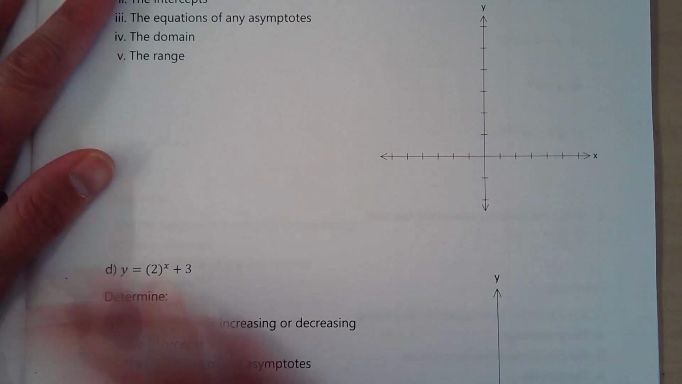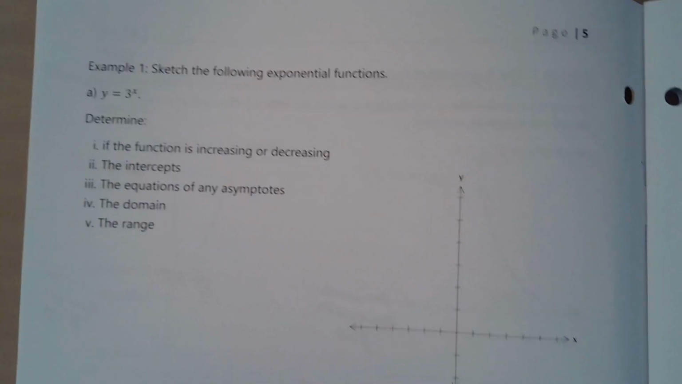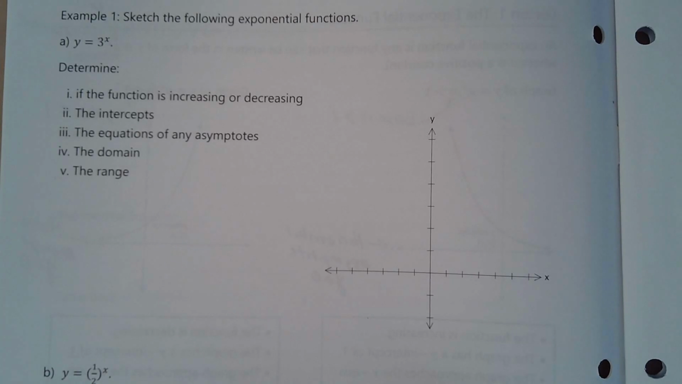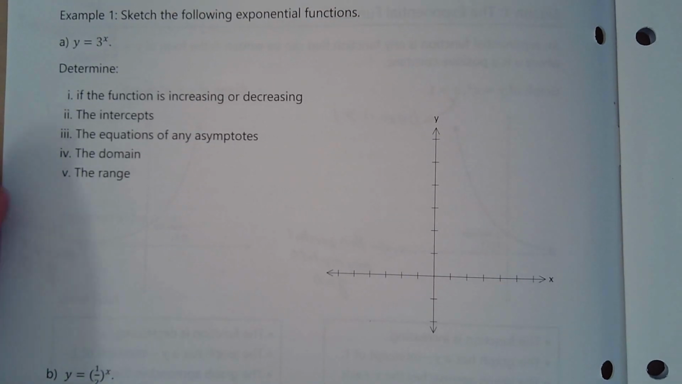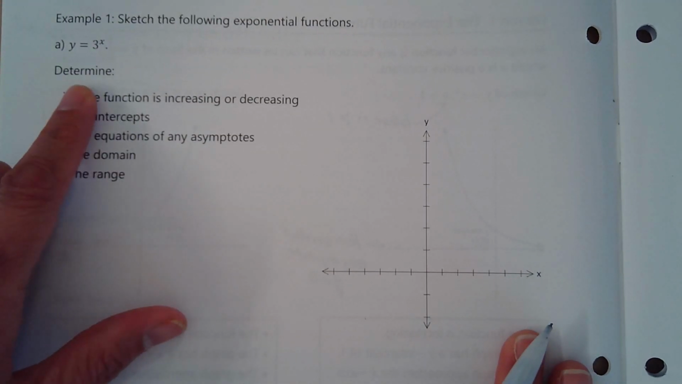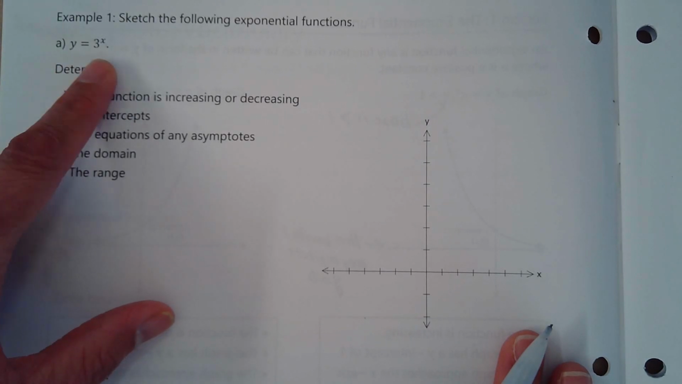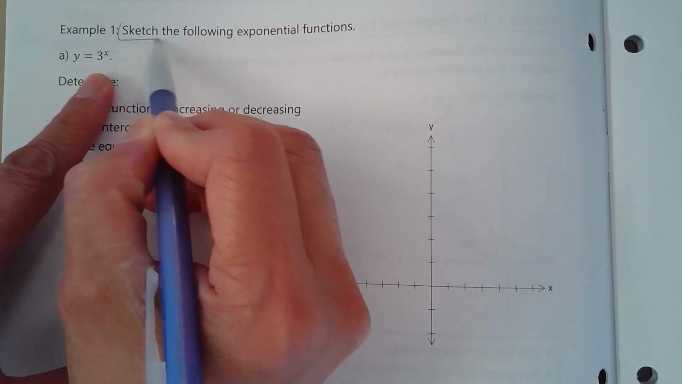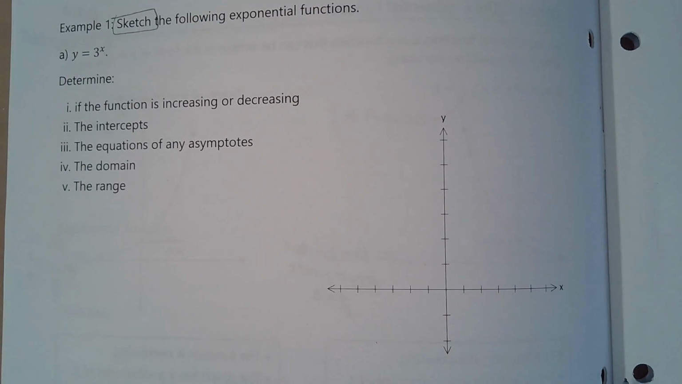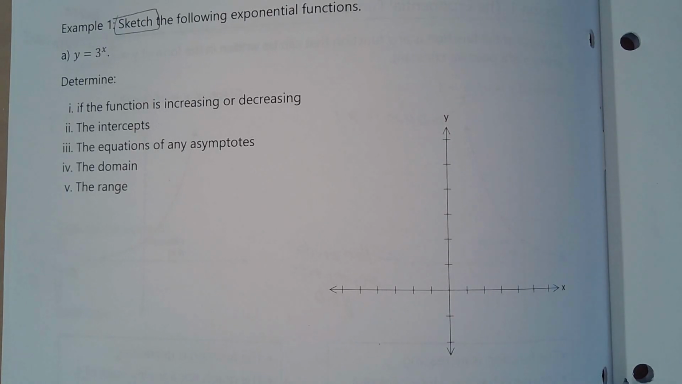Now let's get into something like this. Let's take a look at example number 1. It says sketch the following exponential function. We're going to sketch this, and let's see. It says here y equals 3 to the x. Now, the word sketch means we're not going to do every single point, every single thing.